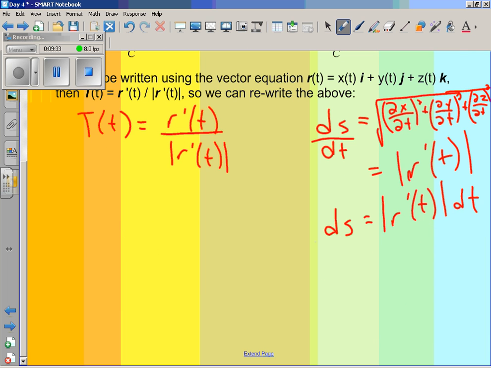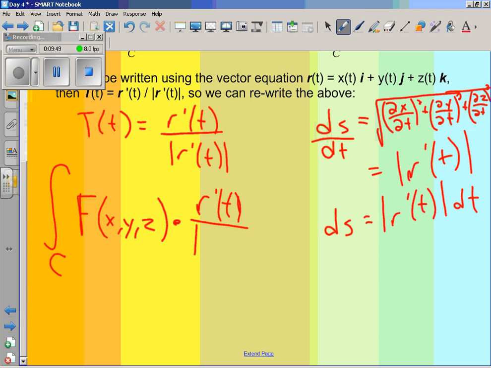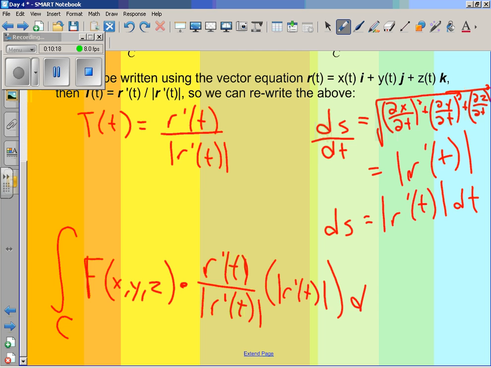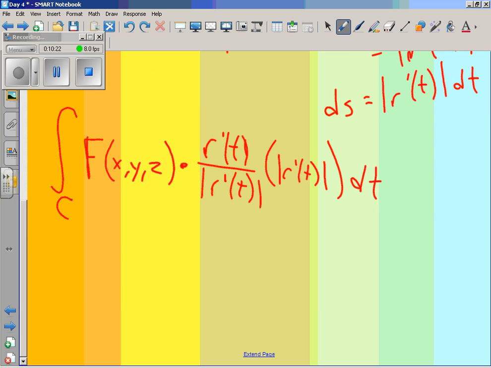Okay, and so if we substitute this all back in, we're going to have the integral over C of F of x, y, z dotted with R prime of T over the magnitude of R prime of T, times the magnitude of R prime of T. So notice that these cancel out. And we come down to this nice, concise formula.